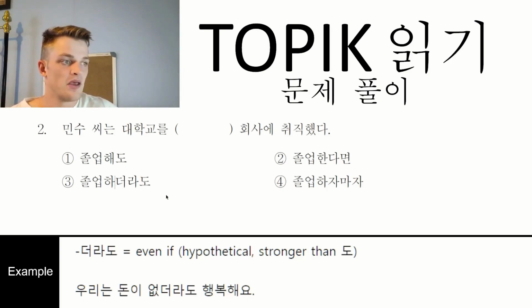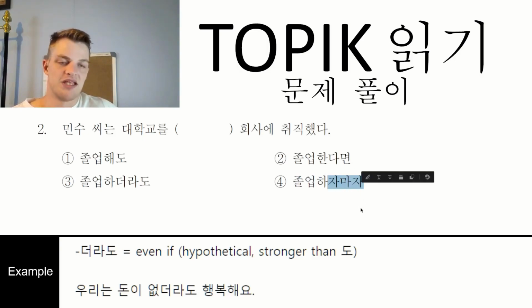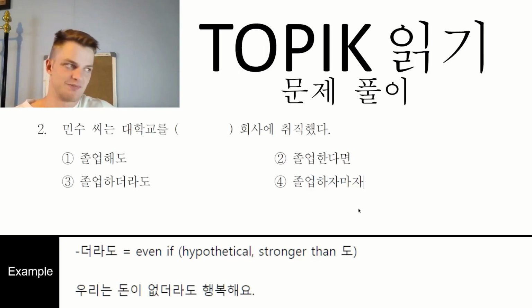The correct answer is 졸업하자마자. This 자마자 means as soon as. That's all it means. As soon as you do something. So immediately after. So the sentence means, 민수 씨는 대학교를 졸업하자마자 회사에 취직했다. It means as soon as Minsu graduated from university, he got a job at a company. So 졸업하자마자. It's very useful for just that very specific case, as soon as you do something. And yeah, you can use this whenever you want to say that one action happened immediately after another one.